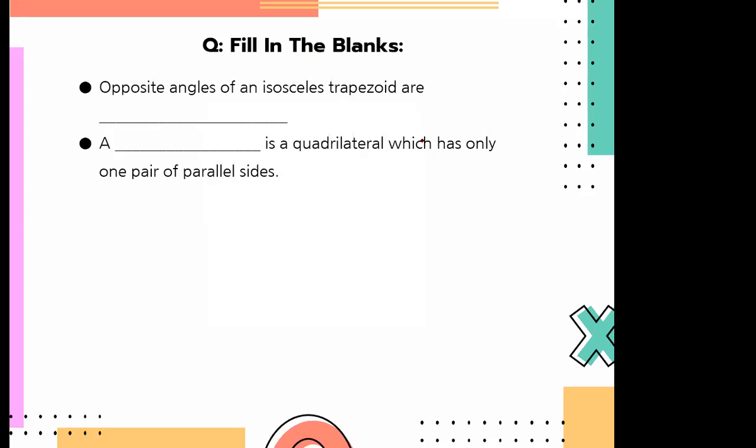In parallelogram, both the pairs of sides are parallel. Okay. What will be the answer for this one? A dash is a quadrilateral which has only one pair of parallel sides. So what will be the answer? Answer will be trapezoid, which has only one pair of parallel side. Now move on to the next one.